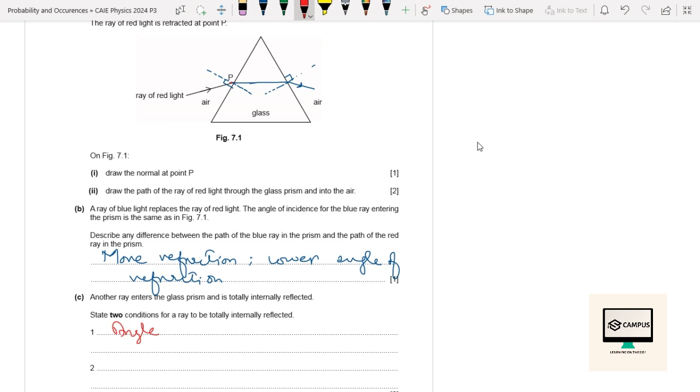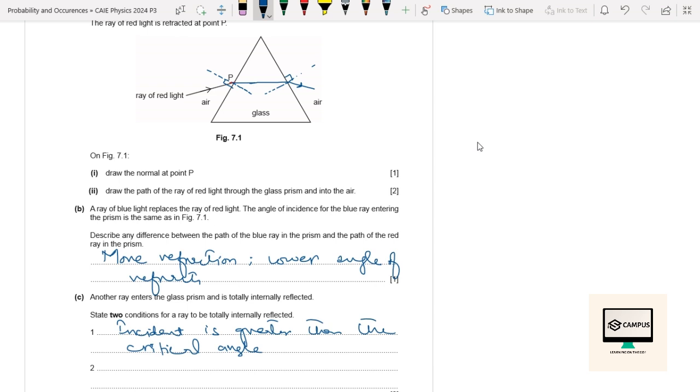The critical angle, let me quickly change back to blue. The critical angle was a material specific property, and we say that if the incident angle is greater than the critical angle, yeah, that's one condition, here for a given substance. And what was the second condition?